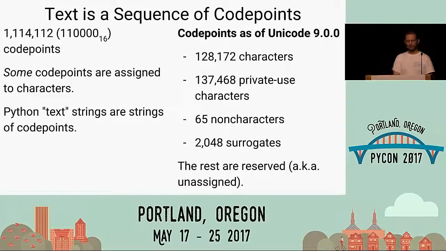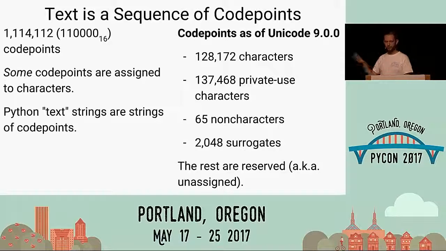So, what's text? Text in Python, and really in general, it's a sequence of code points. Code points are ints. They're positive ints. The biggest one is 110,000 in hex. So there's about 1 million of them, a little over 1 million of them. Some of those code points are assigned to characters. Most aren't. The vast majority aren't, as you can see from these numbers. The ones that say 128,000 characters, those are the ones that are assigned.